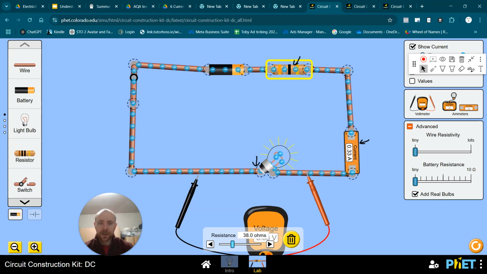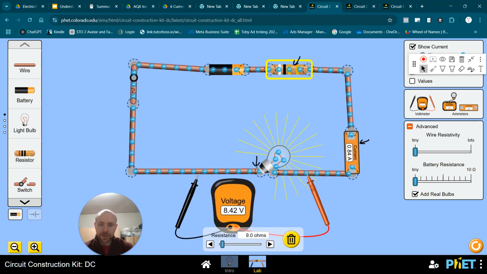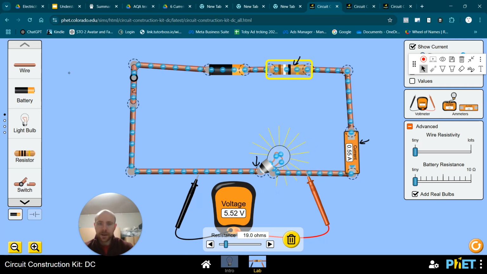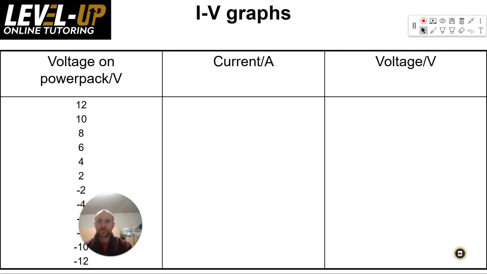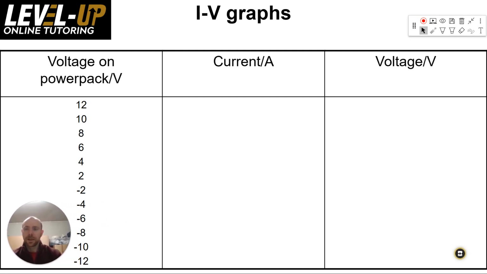And I would just plot. I start with maybe that. I can't quite see my voltage there. I can change the voltage of my battery. You could just change the battery voltage directly. I would really have a play with that. The end result is that you can fill in this table.